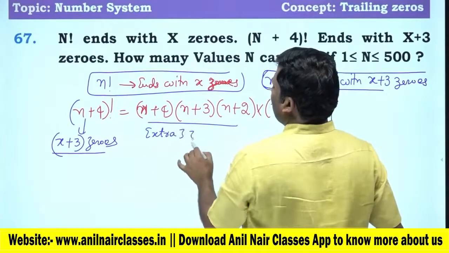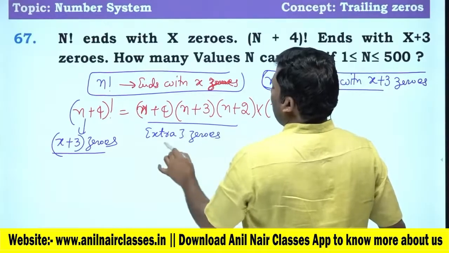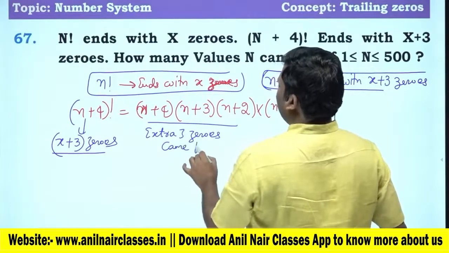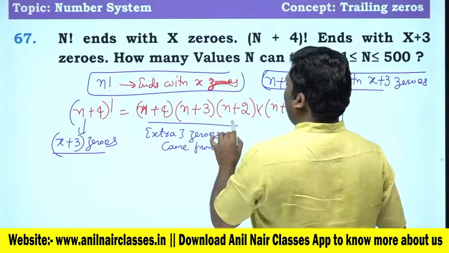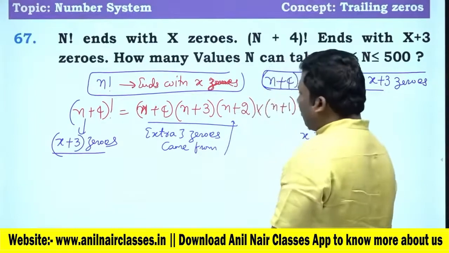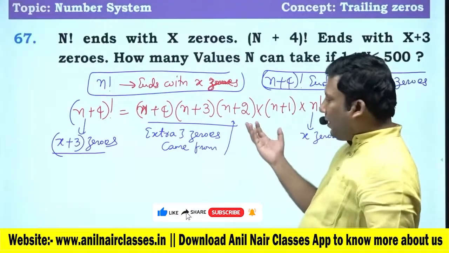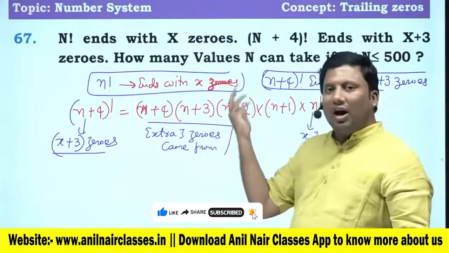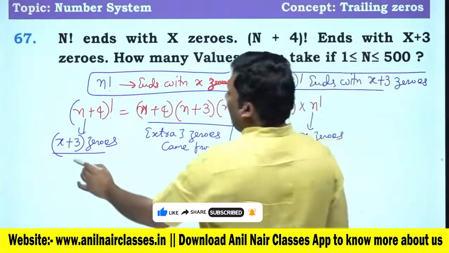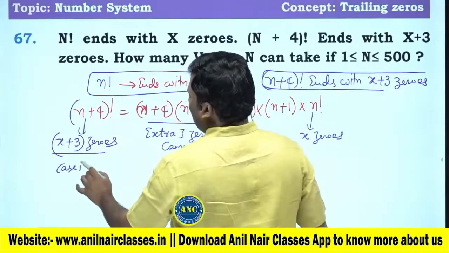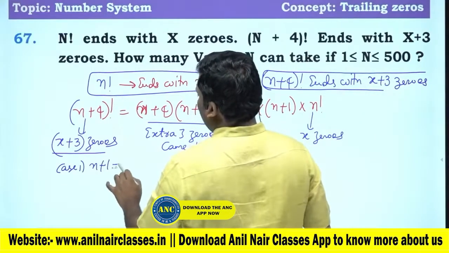Extra 3 zeros came from above. Am I right? So the extra 3 zeros came from either n plus 1 or n plus 2 or n plus 3 or n plus 4. So case 1: if n plus 1 is 125.